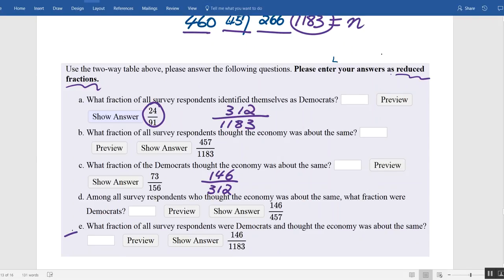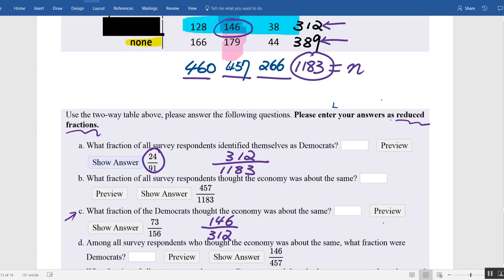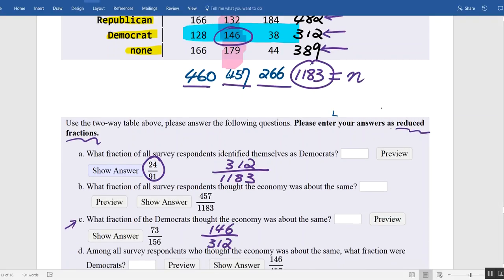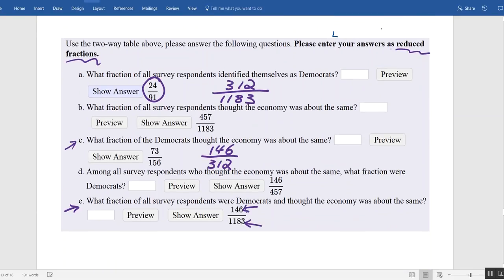Okay, now I would like to jump to part E. Part E gave us a comparison to part C. Let's read the question carefully. What fraction of all survey respondents? All survey respondents, that will be everyone. So the denominator will be 1183. Were Democrats and thought the economy was about the same. So we need to meet two conditions. We need to consider only the Democrats who thought the economy was about the same. Once again, that would be the intersection between the Democrats and the column where people thought the economy was about the same. So the numerator will be 146. So notice the difference between part C and part E.